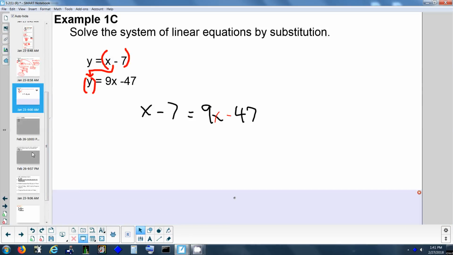Combine like terms. What are my like terms? You got x and 9x. Can I just take them and add them together and get 10x?